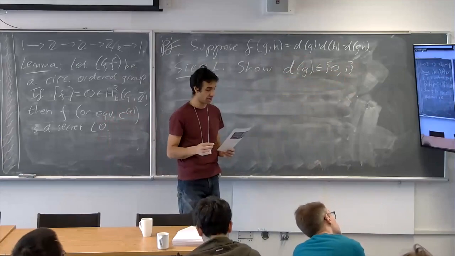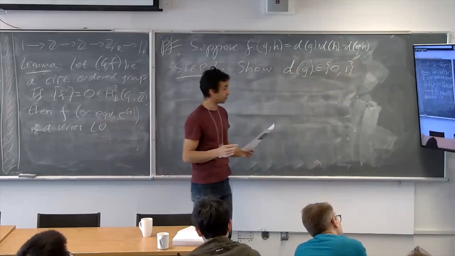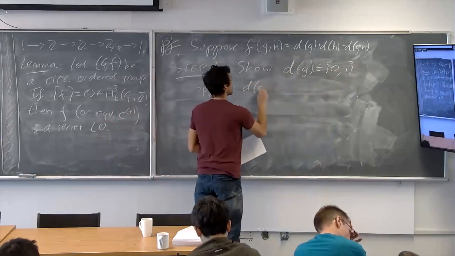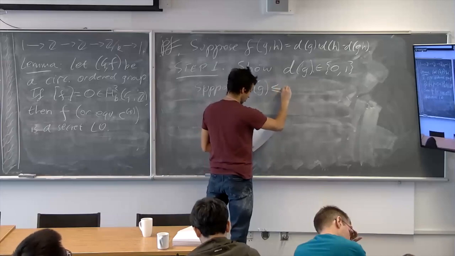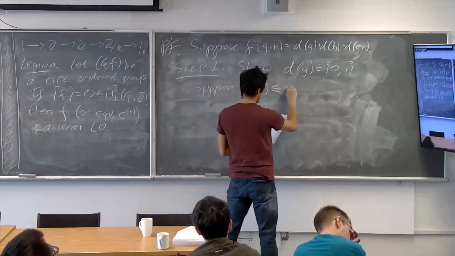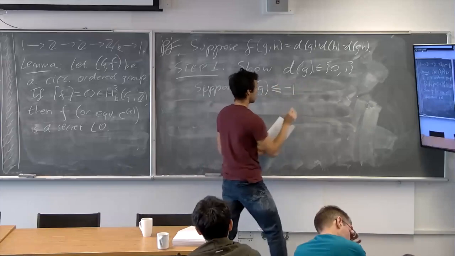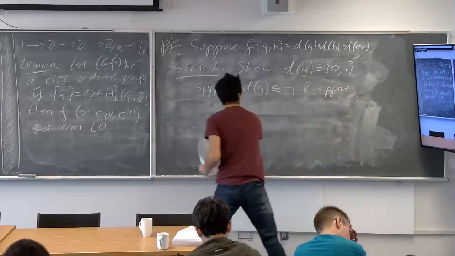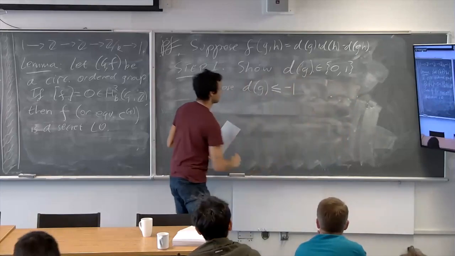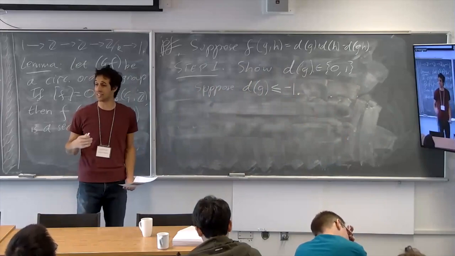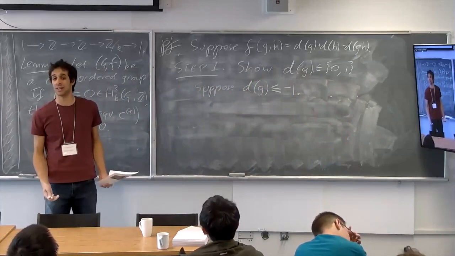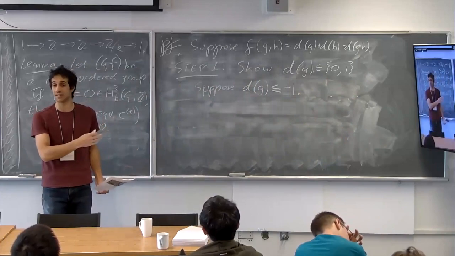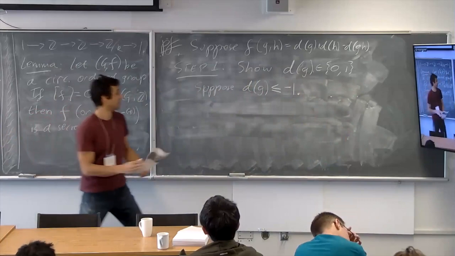Let me try to sketch this out. I'll do one step. Suppose that d of g is less than or equal to -1. I'm going to hint towards an inductive argument. I'm going to show that d of g squared has to be less than or equal to -2, and then show that d of g cubed has to be less than or equal to -3 as a consequence. And then this will show that d was unbounded, so this can't happen.